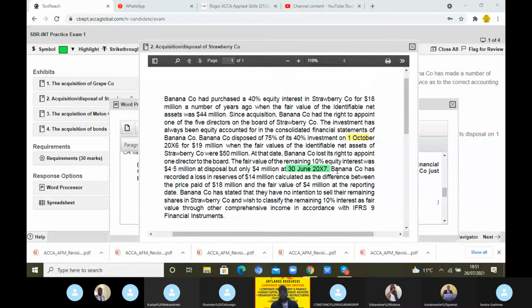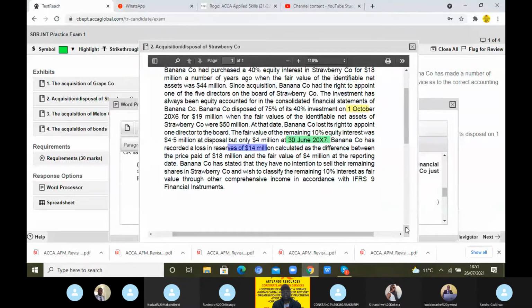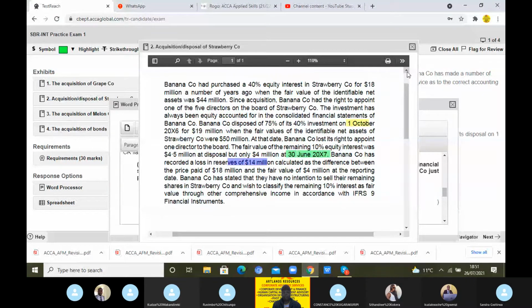So there you go. Banana Company has recorded a loss in reserves of 14 million, calculated as the difference between the price paid of 18 million and the fair value of 4 million at the reporting date. Banana Company has stated that they have no intention to sell their remaining shares in Strawberry Company and wish to classify the remaining 10% interest as fair value through other comprehensive income in accordance with IFRS 9 Financial Instruments. That's it, according to Banana.